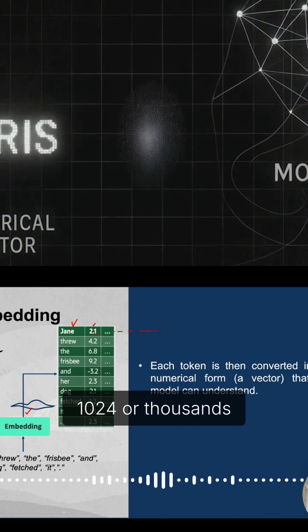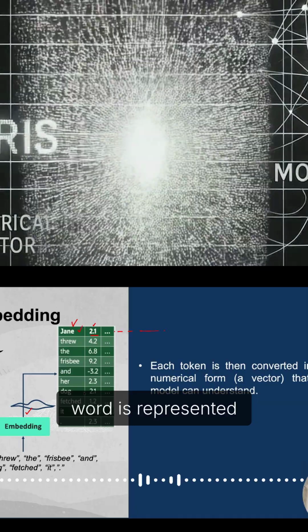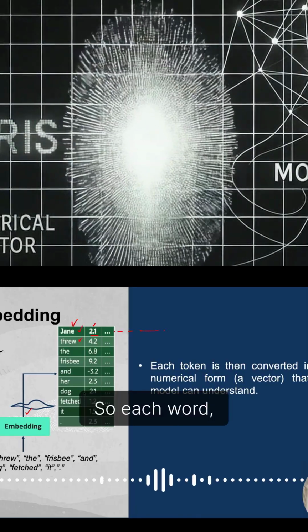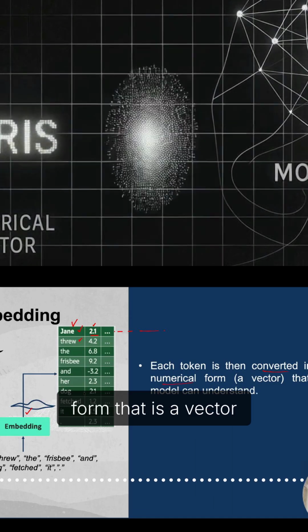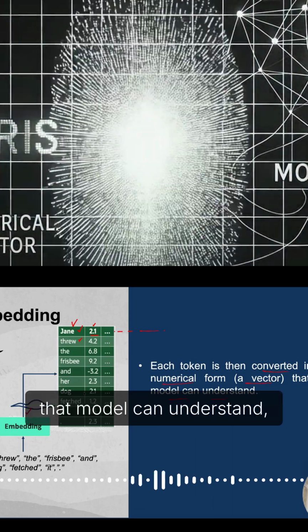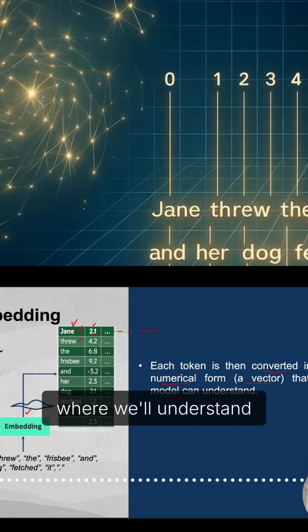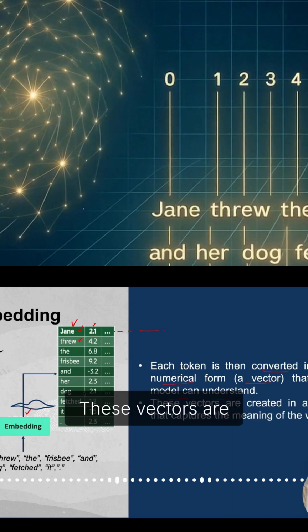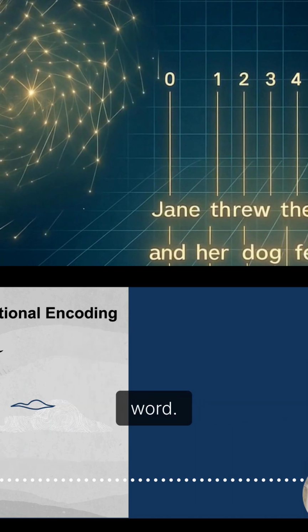1024 or thousands of dimensions. Imagine the size of the floating point numbers each word is represented as. So each word, each token, is converted to a numerical form, that is a vector that the model can understand. That is also going to be our first lecture, where we'll understand the tokenization part. These vectors are created in a way that they capture the meaning of the word.